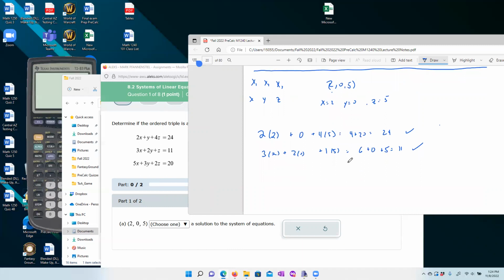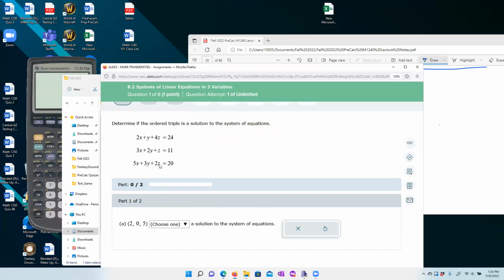But we've got to do all 3 of them. So we have 5 times 2 plus 3 times 0 plus 2 times 5. What does that turn out to be? So that's 5 times 2 is 10, and then on the other side, this is also 2 times 5, so that's going to be 10. That equals 20. Look at that. That one checks out, so that would be just fine as a solution. So in this case, it is a solution.